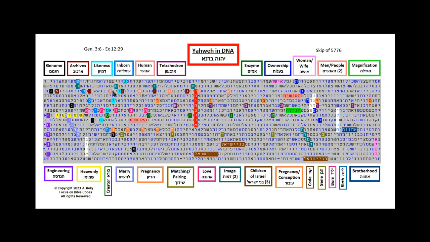Since the discovery of the DNA double helix in 1953 by Watson and Crick, scientists have learned much about the microscopic makeup of mankind. There has been a lot of genetic engineering going on in the last several decades. The word engineering is here in the purple, going up vertically.